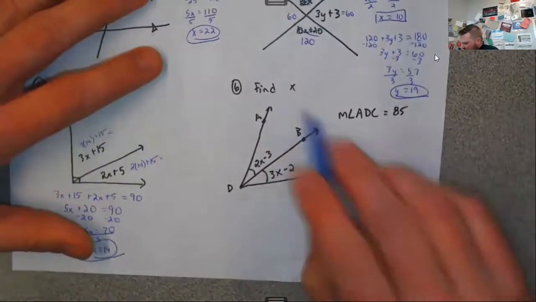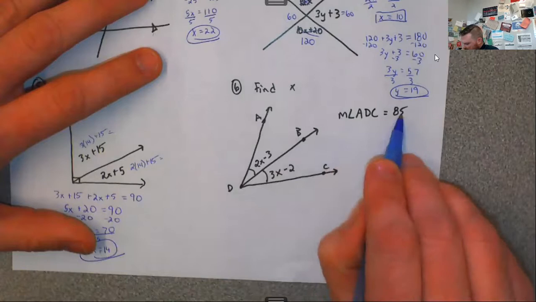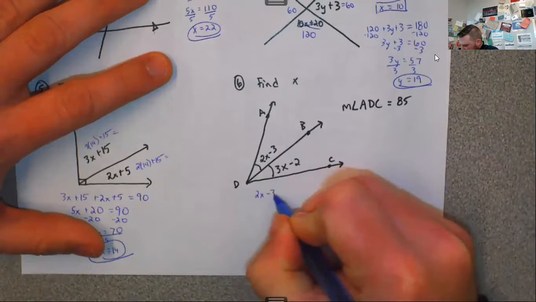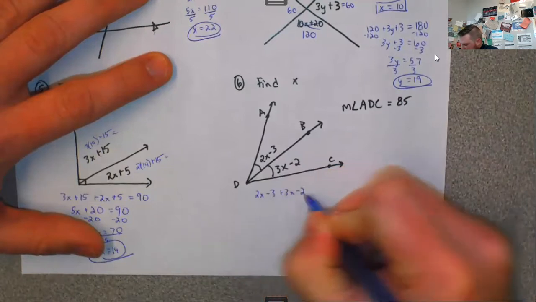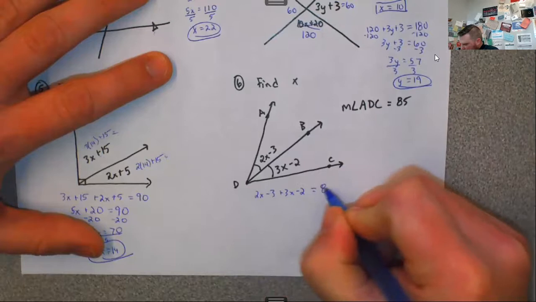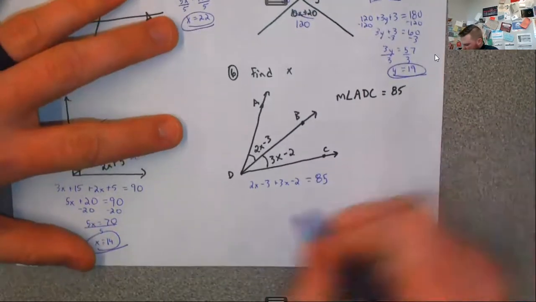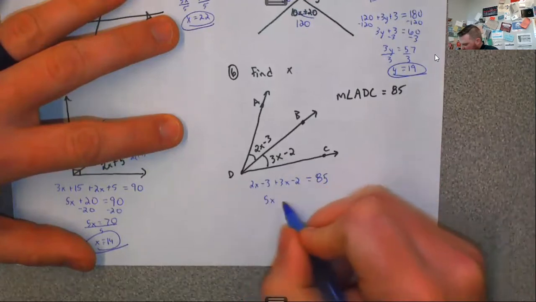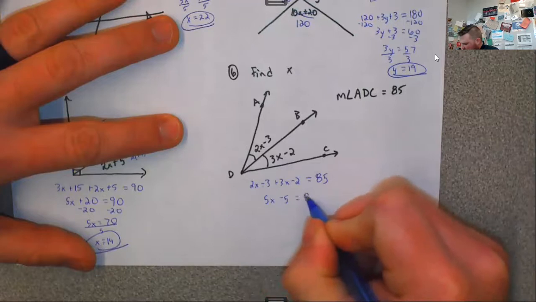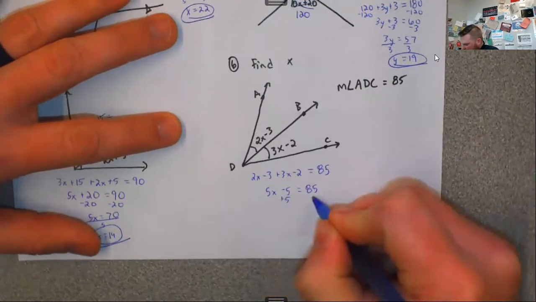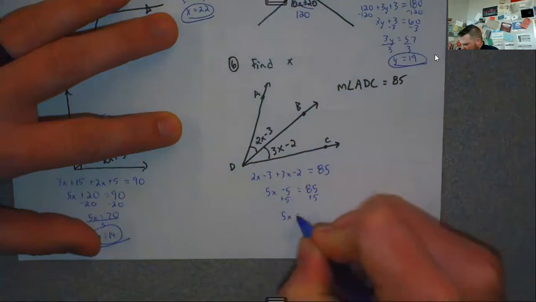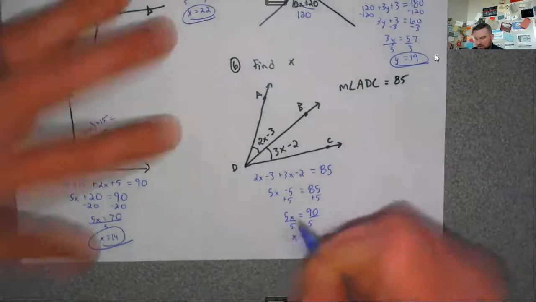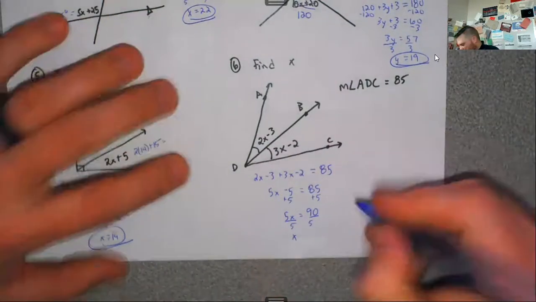Okay, find x. It says the measure of angle ADC is 85. ADC is the whole thing. So if I take the two parts, add them together, it will equal the 85. Okay, so 2x plus 3x is 5x again. Negative 3 minus 2 is negative 5 equals 85. So add 5. 5x equals 90. Divide both sides by 5. And x equals 18.